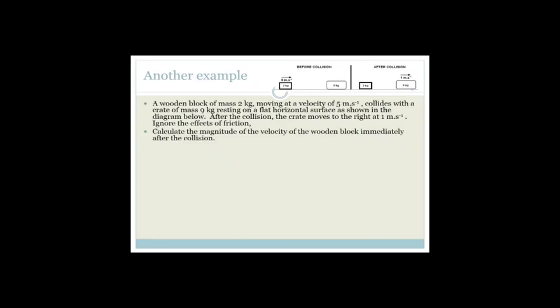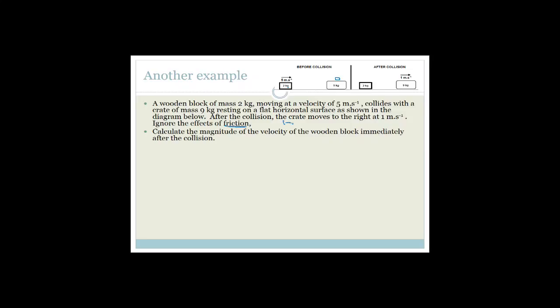Now it says another example. So we've got a wooden block of mass 2 kilograms moving at a velocity of 5 meters per second. It collides with a crate of mass 9 kilograms resting on a flat horizontal surface as shown in the diagram. So this is stationary, right? It is resting, so its initial velocity is 0. It then says after the collision, the crate moves off to the right at a velocity of 1 meter per second. Ignore the effects of friction.